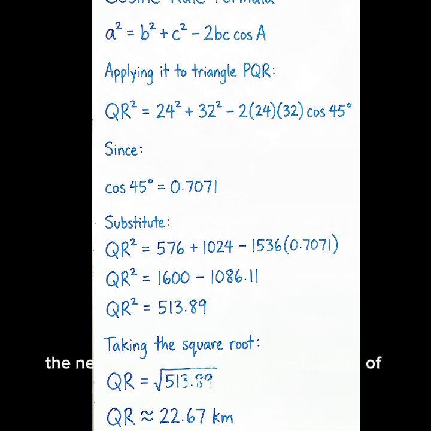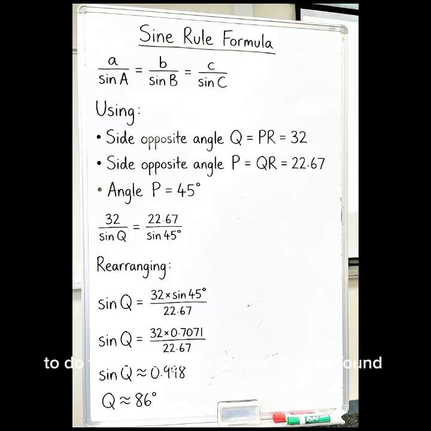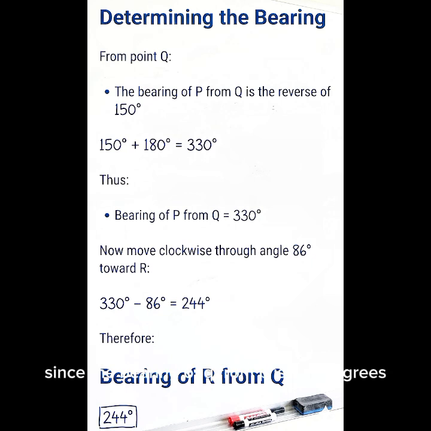The next task is to determine the bearing of R from Q. To do this, the angle at Q must first be found. Using the sine rule together with the known sides and the 45-degree angle, the angle at Q is calculated to be approximately 86 degrees. Next, we determine the bearing of P from Q. Since the bearing of Q from P is 150 degrees, the reverse bearing is obtained by adding 180 degrees. This gives 330 degrees. Therefore, the bearing of P from Q is 330 degrees.